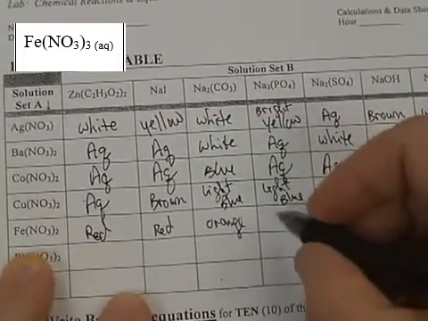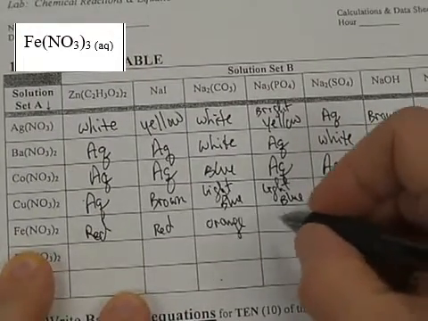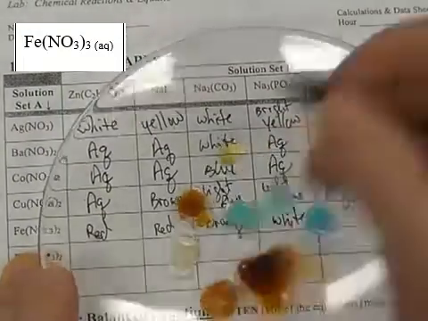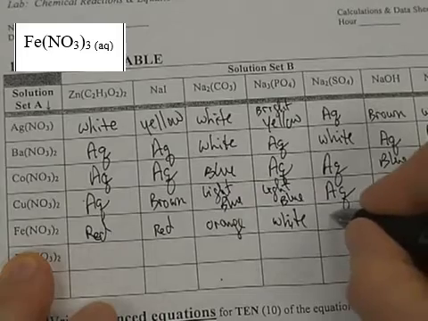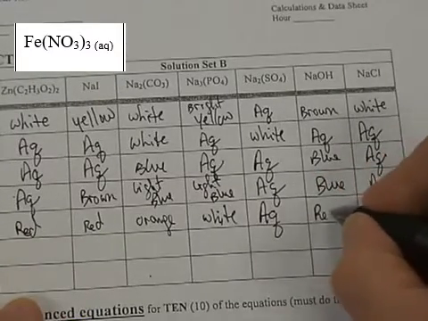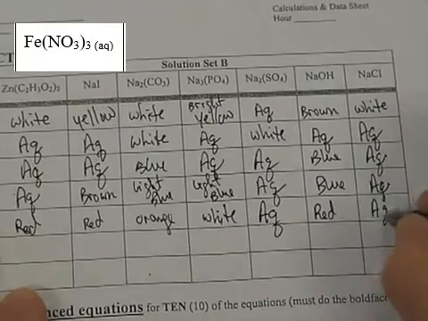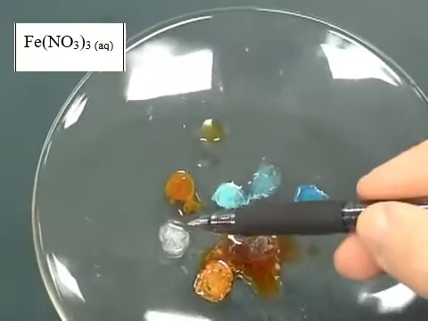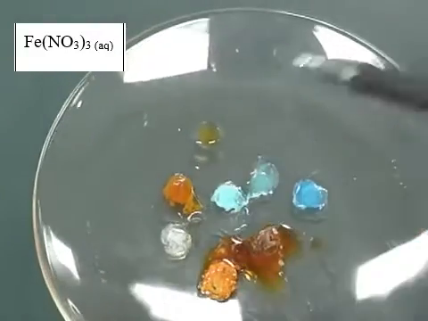Iron nitrate with sodium phosphate, that was a white, was this one here. Sodium sulfate was aqueous. And then for sodium hydroxide, we have a red. Sodium chloride was aqueous. This is the sodium phosphate, the sodium hydroxide.